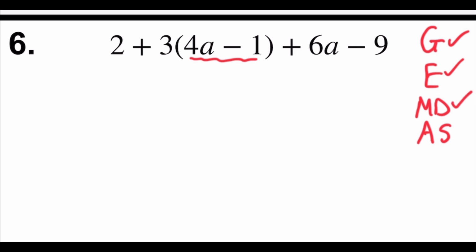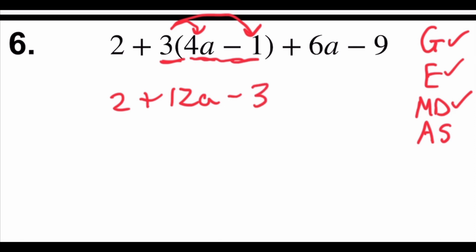I do have algebraic multiplication, or the distributive property. I'm going to multiply 3 times 4a and 3 times negative 1. So I would get 2 plus, 3 times 4a is 12a, and 3 times negative 1 is negative 3. And my multiplication, plus 6a minus 9.